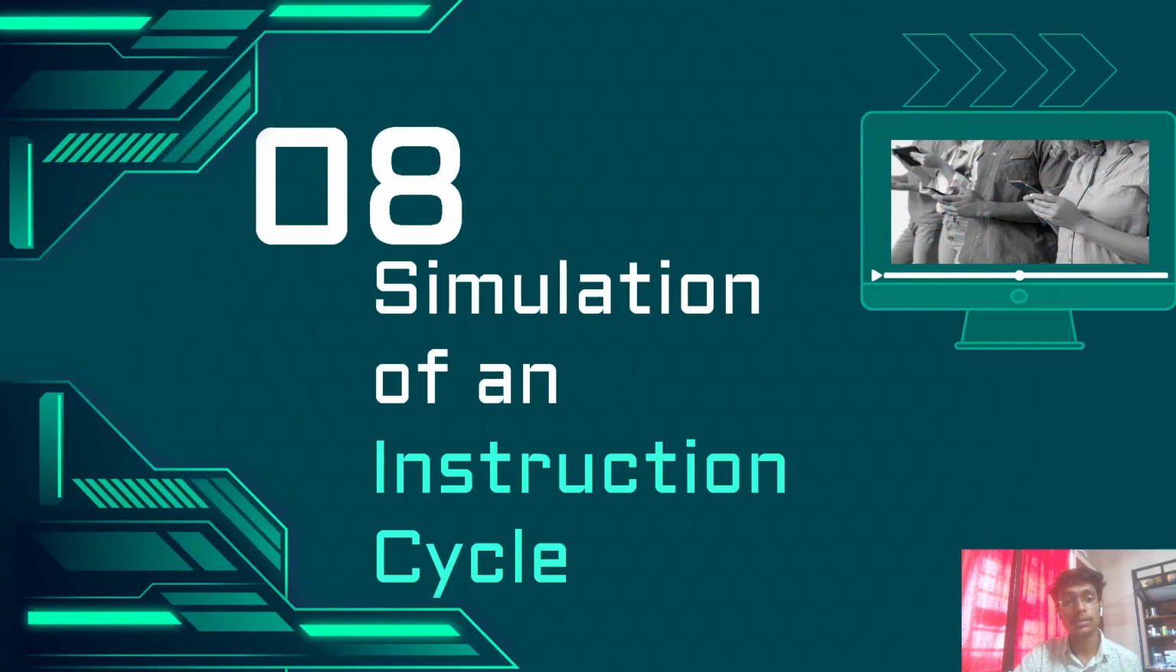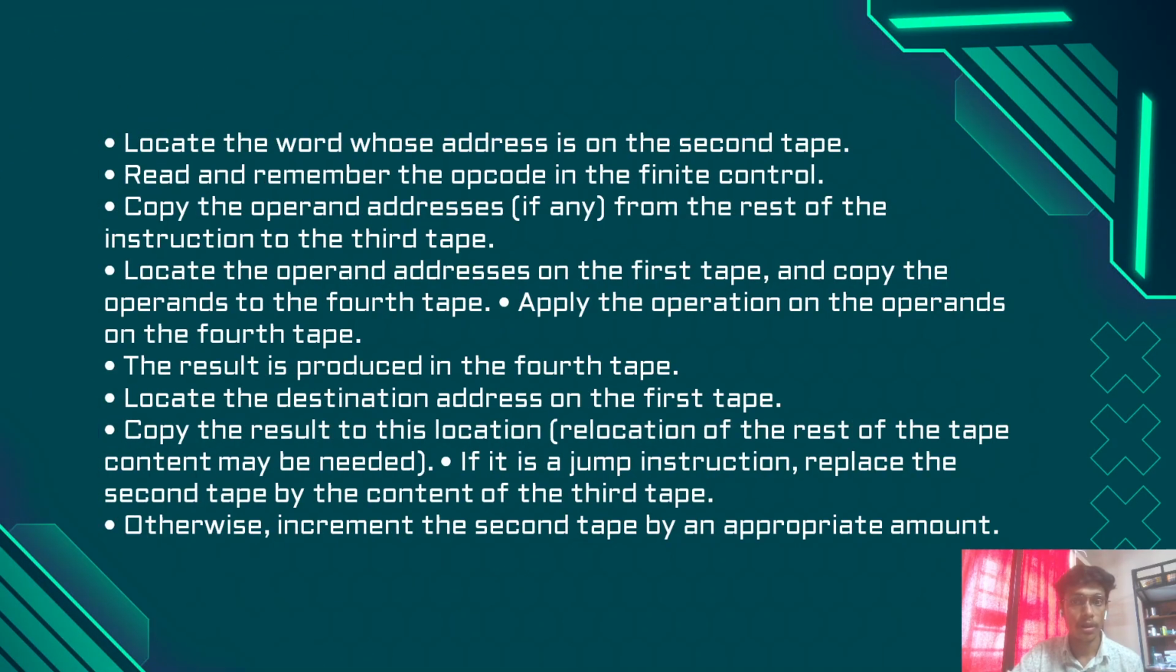So now this is how we simulate an instruction cycle. To simulate an instruction cycle, we first locate the word whose address is on the second tape, read and remember the opcode in the finite control. You can also write that opcode on a rough page, and copy the operand address, if there is any, from the rest of the instruction to the third tape.